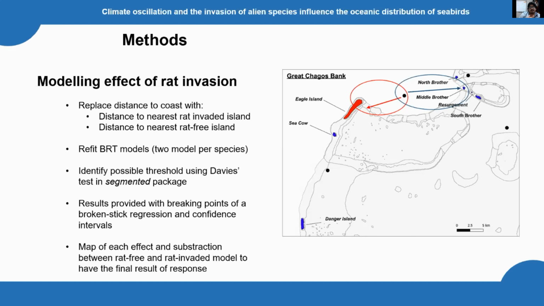And at the end, we have these two models: a model where we assume that all islands are rat-free, and a model where we assume that all islands are rat-invaded. If we just make a subtraction of the raster models, we may find what would happen if, for example, there were a theoretical rat eradication around all this area.